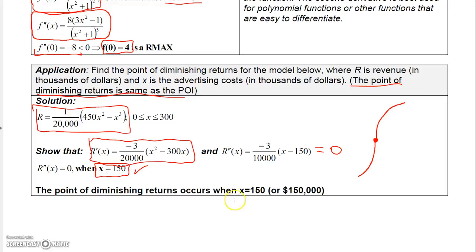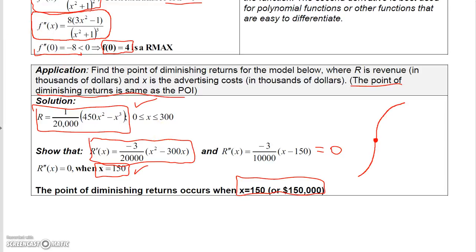So the point of diminishing returns occurs when x is $150,000. And I guess if you wanted the revenue that went with that, you could plug the $150,000 back in up here if you needed it.